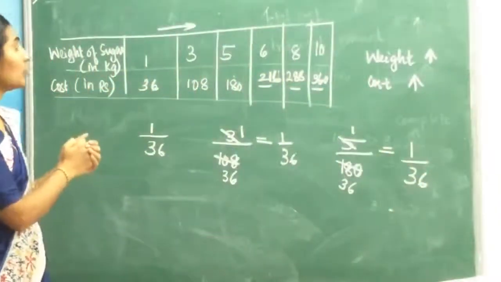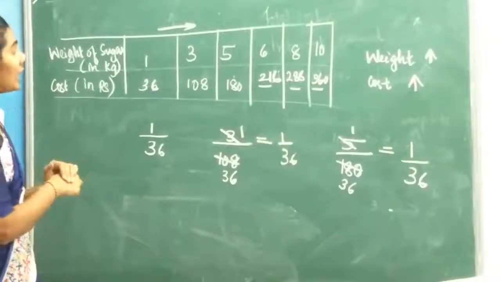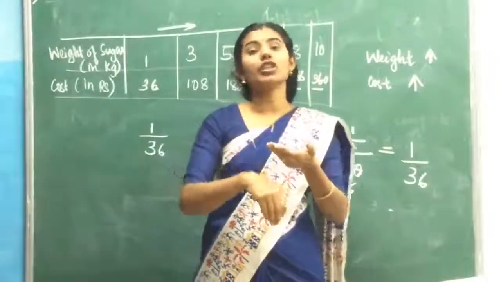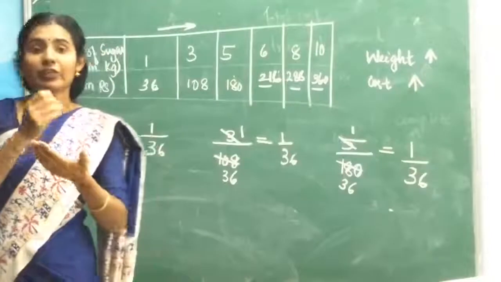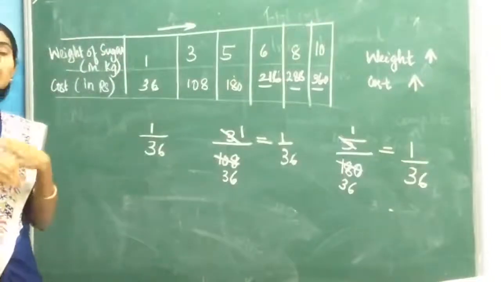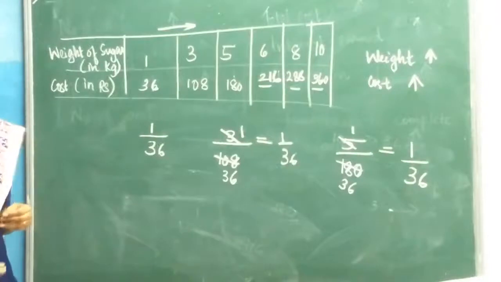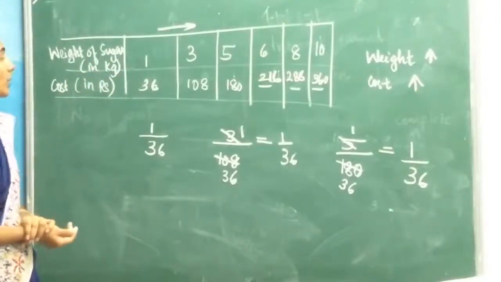So first of all, what should you do? First of all, you should complete this tabular form and see if any quantity is increasing, then the corresponding other quantity also increases. Or you should see when one quantity is decreasing, the corresponding other quantity also decreases. Then what is the next step? Take the ratios of the quantities. So what will you get?